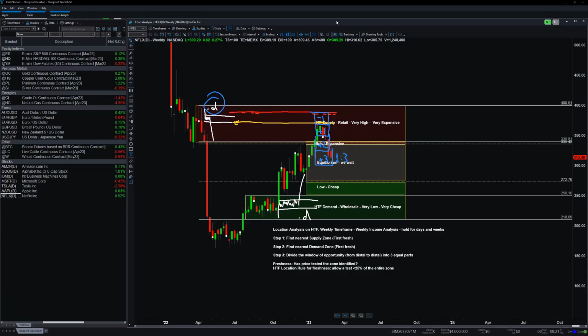Now, if I now looked at this analysis, right, and after the fact that this now has happened, this zone, the supply zone, is not fresh anymore, because price has pierced this level by more than 25%, right?